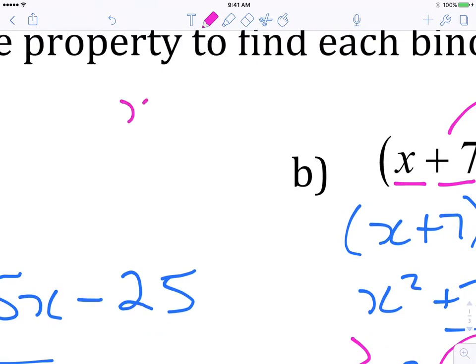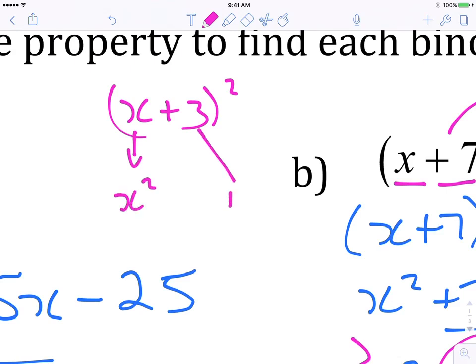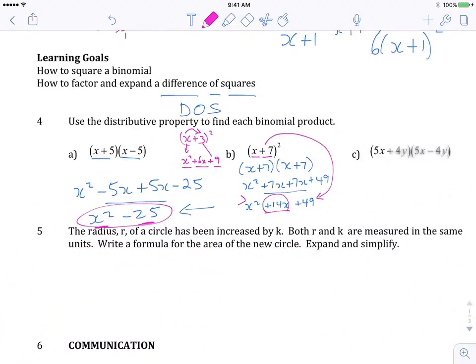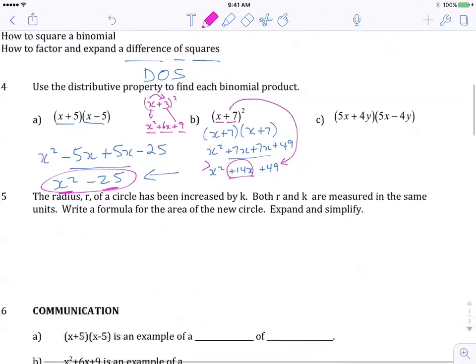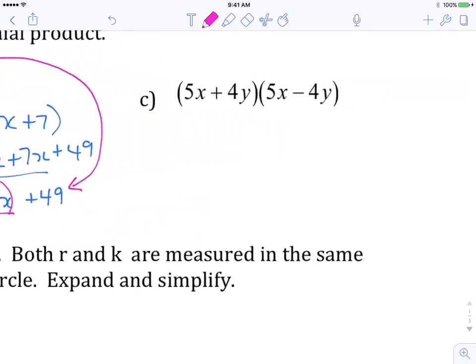If I were to do x plus 3 squared, a shortcut would be to square the x, and I'll get x squared, square the positive 3, which would get me a positive 9. And for the middle term, I'm going to multiply x times positive 3, which is 3x, and double that. And I'll end up with plus 6x. And this is what we call a perfect square trinomial. I believe I speak to that further at the bottom of the page. We'll get into that again.